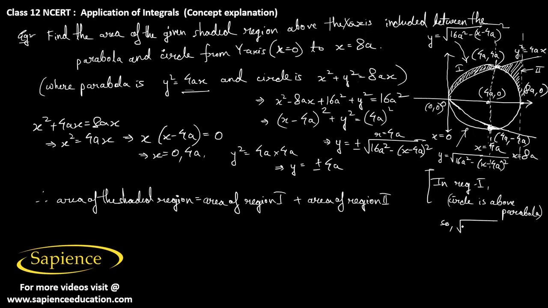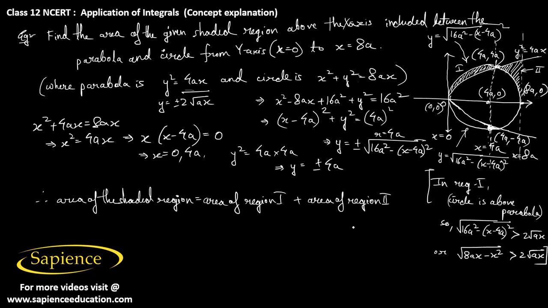So we can say that this function is greater than this function. It means that root over 16a square minus x minus 4a whole square is obviously greater than y, which if we solve it, we will get plus minus 2 root ax. So that is greater than 2 root ax. Or if we simplify this, we will get root over 8ax minus x square, which will be obviously greater than 2 root ax in region 1.